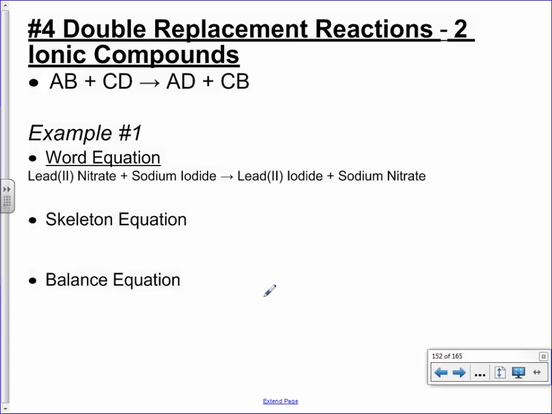So let's try one. Lead(II) nitrate. Why is there a Roman numeral? It's multivalent. We need to know which version of lead to use. So we're using lead with a nitrate, and if there's a 2 on the lead, then we're going to need 2 of the nitrates. And again, it's ionic, so it's probably a solid.